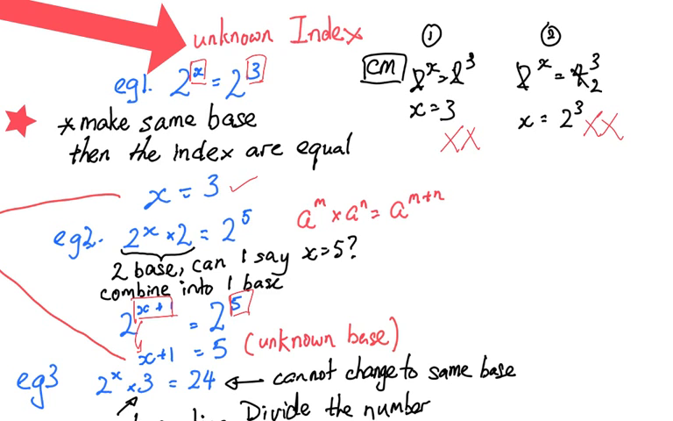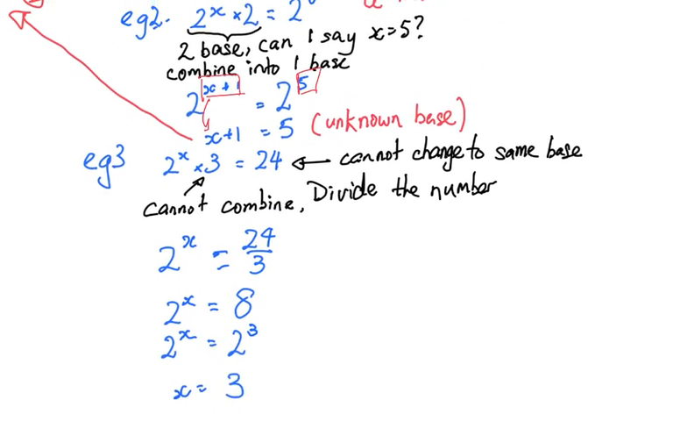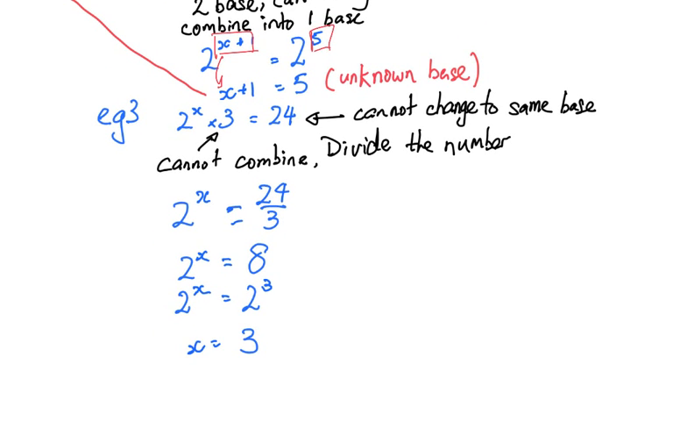So once we have that, then we can solve x easily. Now the third example is when I do not have a number that can be changed into the same base. So I want to remove the number by dividing the number over to the other side. Now once we divide, we see that I can change to the same base, and similarly it can be solved. Now let us recap on this.